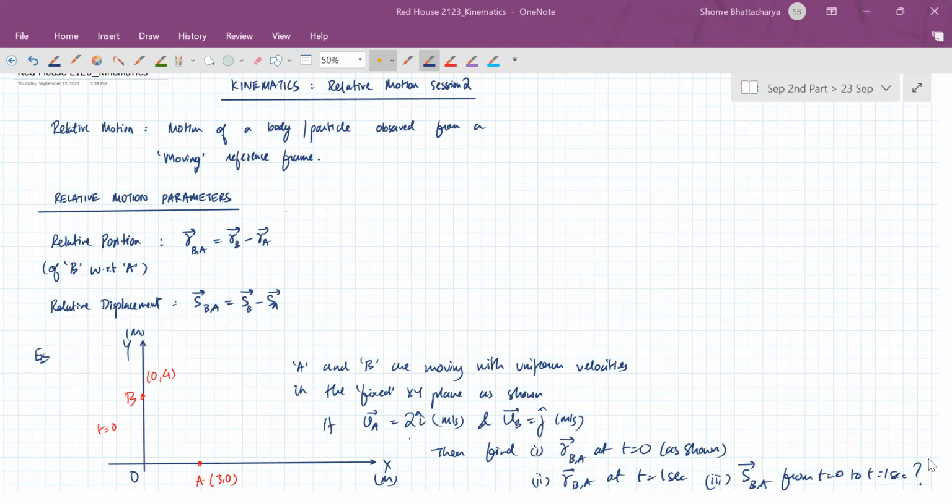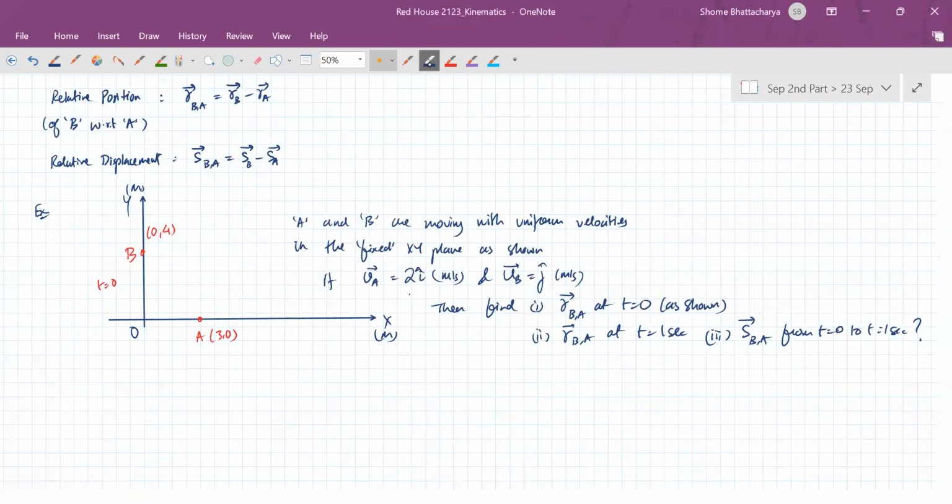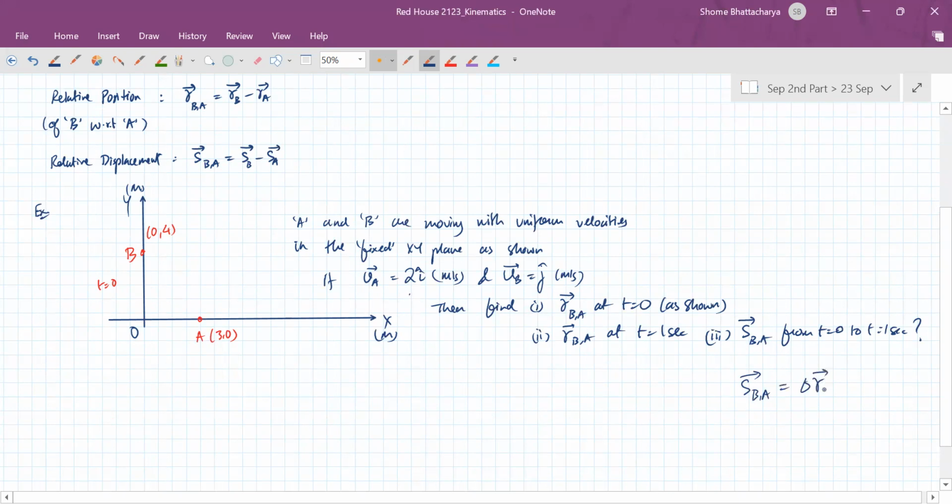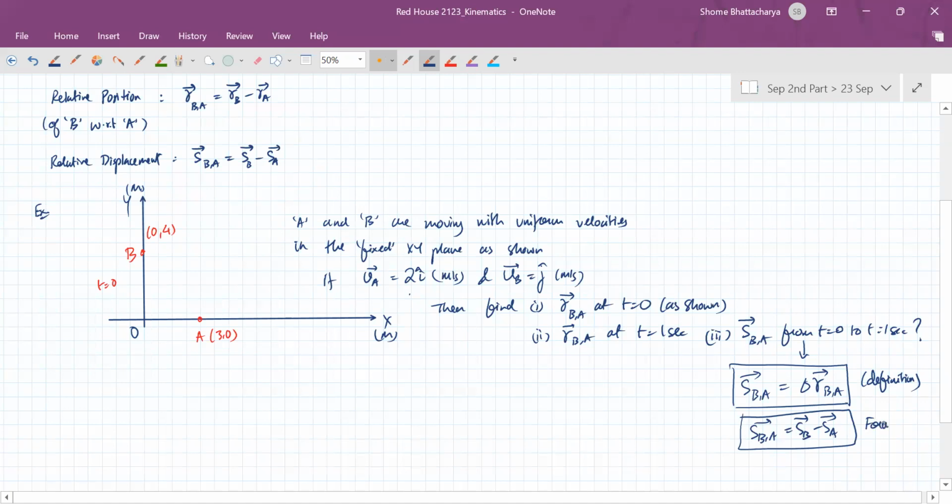So see, when it comes to the third part, relative displacement, now you have two methods of calculating it. One is that you can directly define relative displacement as change in relative position, delta of R of B. This is the definition of that. So you can apply that also, because already in first and second part you have calculated the initial and final position. Or you can also use the other formula, that it is the individual displacement of B minus displacement of A, for which also you have the information in the question. So you can use either of the two.